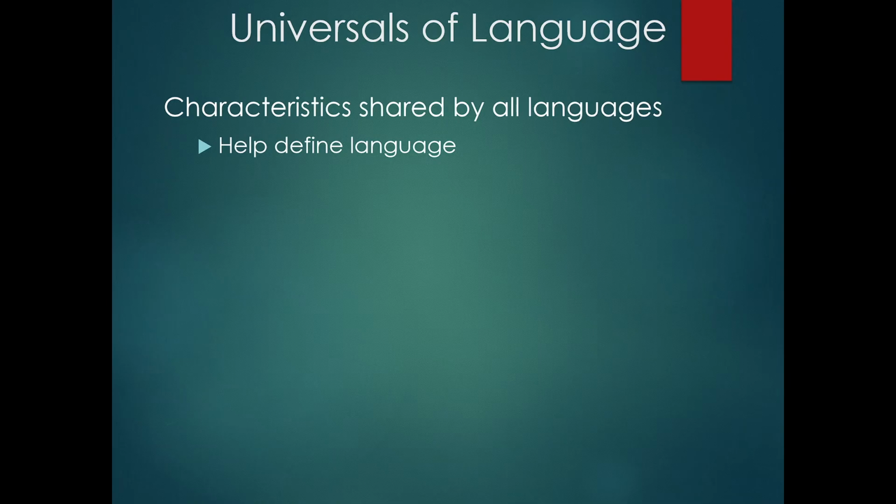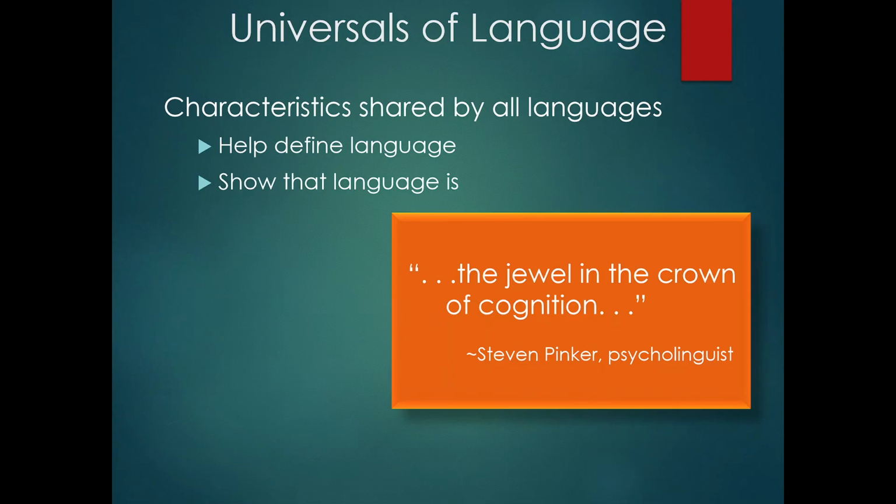These characteristics that are present in all natural languages help to define what it means to be a language, as opposed to other kinds of behaviors. So these characteristics show that language is different from other kinds of behaviors, right? That really language is the jewel in the crown of cognition, according to Steven Pinker, who is a psycholinguist.